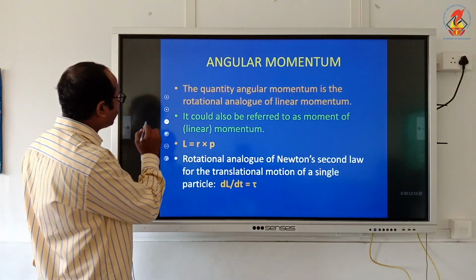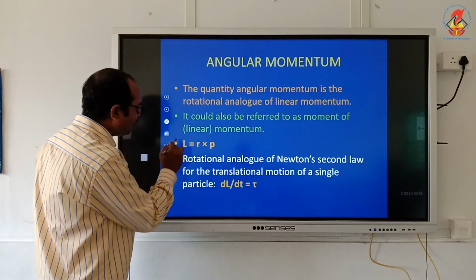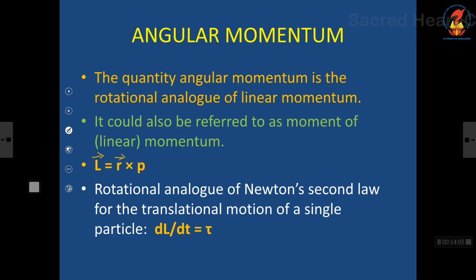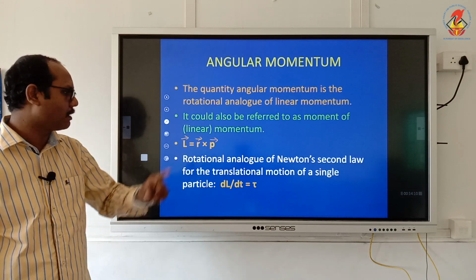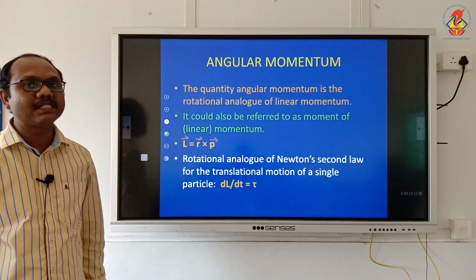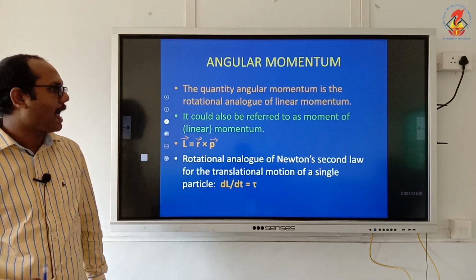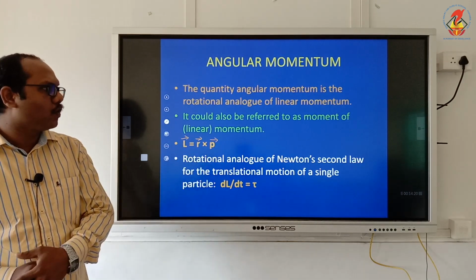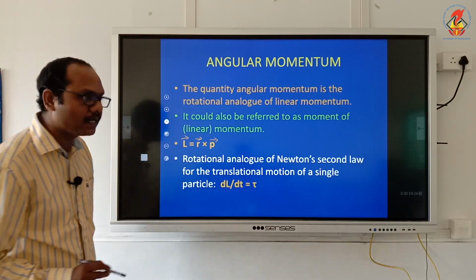And the angular momentum can be written as vector L. Vector L can be written as vector R cross vector P. Vector L is equal to vector R cross vector P, where vector P is the linear momentum and vector L is the angular momentum.